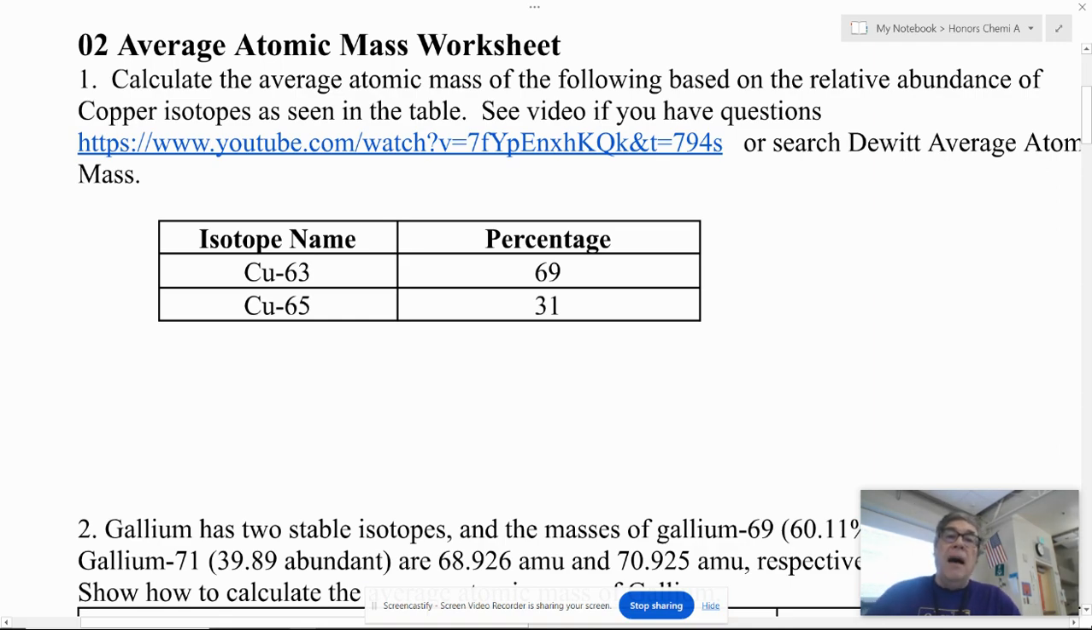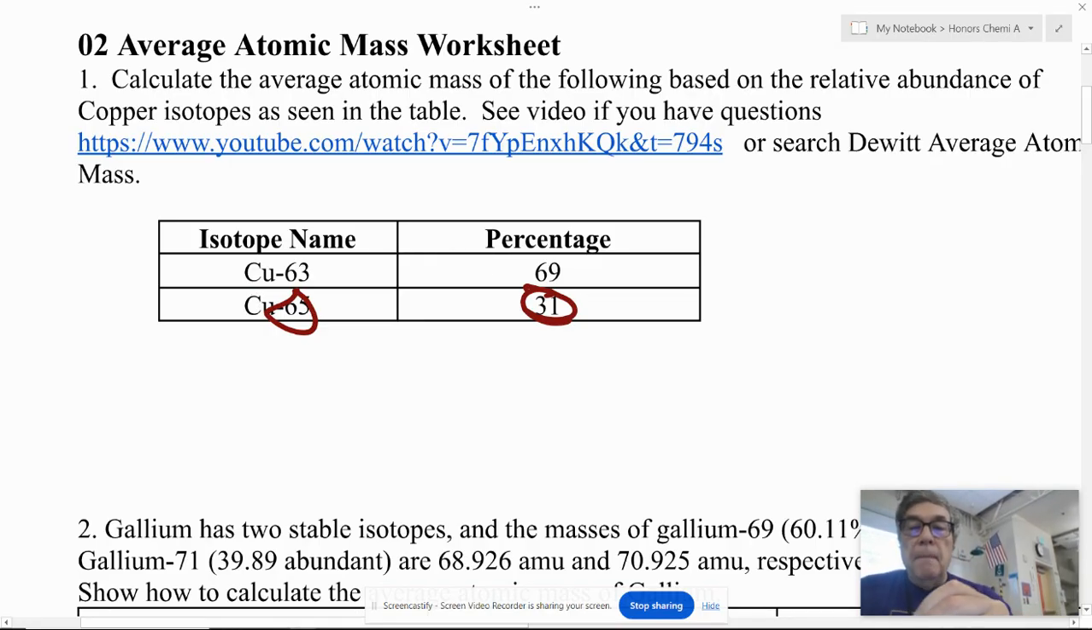So, average atomic mass. A lot of people are used to finding an average by adding two numbers together and dividing by 2. But you're wanting to find the average of a whole bunch of atoms. And so often we think of, oh, what if this was 100 atoms? Out of that 100 atoms, how many would have this mass? And out of that 100 atoms, how many would have this mass?